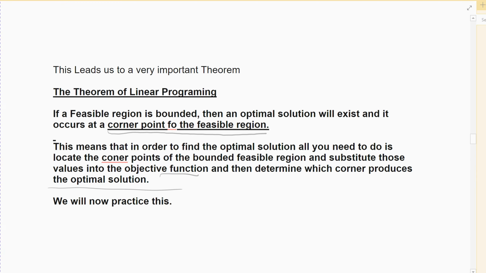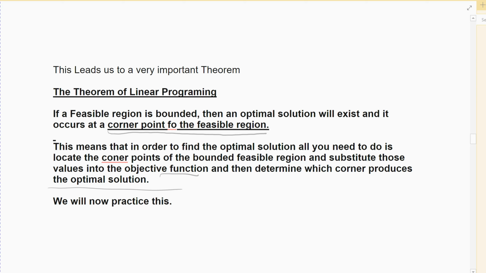Now we're going to practice this theorem. The theorem is: if I find my feasible region, my solution set, the optimal solution exists and is one of my corner points. So I need to find my corner points, and then what you do is you plug them into whatever objective it is you're looking for. And so right now we're just going to practice this.